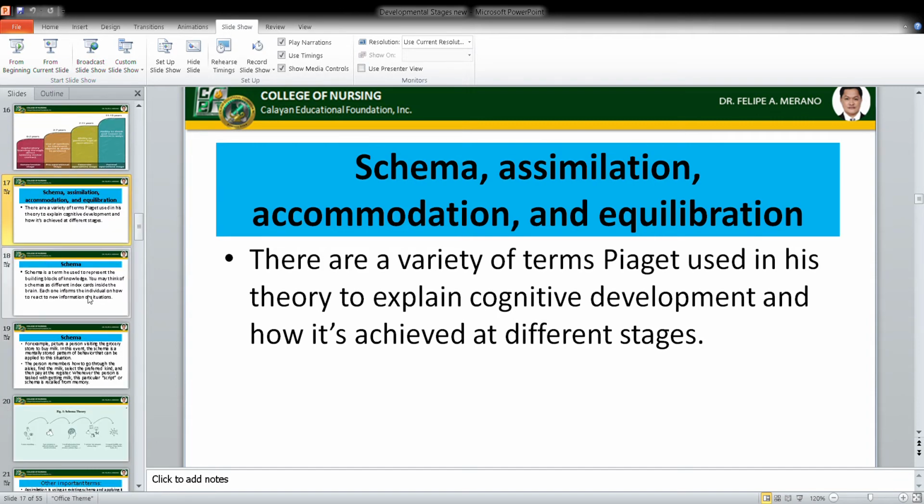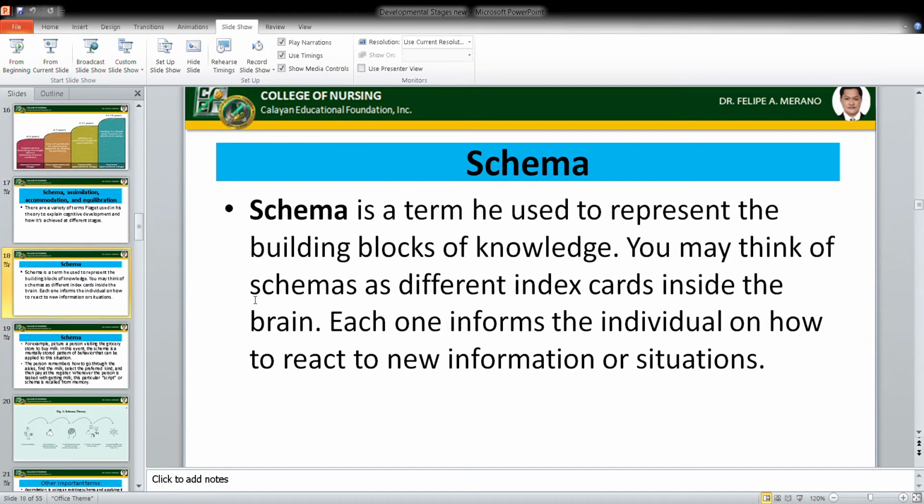Then, what now is the schema? Schema is a term Piaget used to represent the building blocks of knowledge. You may think of schemas as different index cards inside the brain. Each one informs the individual on how to react to new information or a new situation. It means anyone can acquire knowledge, and this knowledge can be utilized again on the next event or any situation that comes in the personal events of each person.